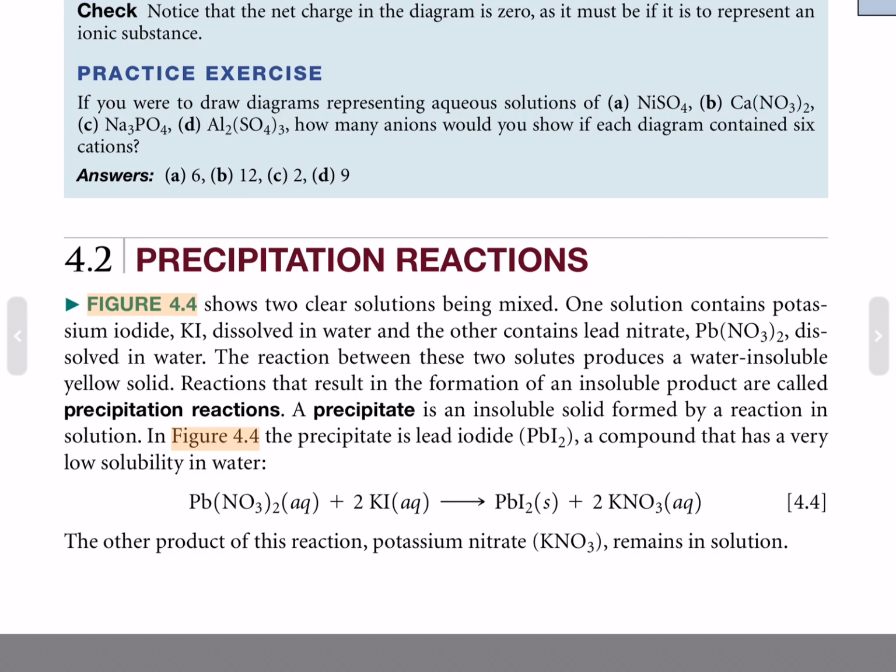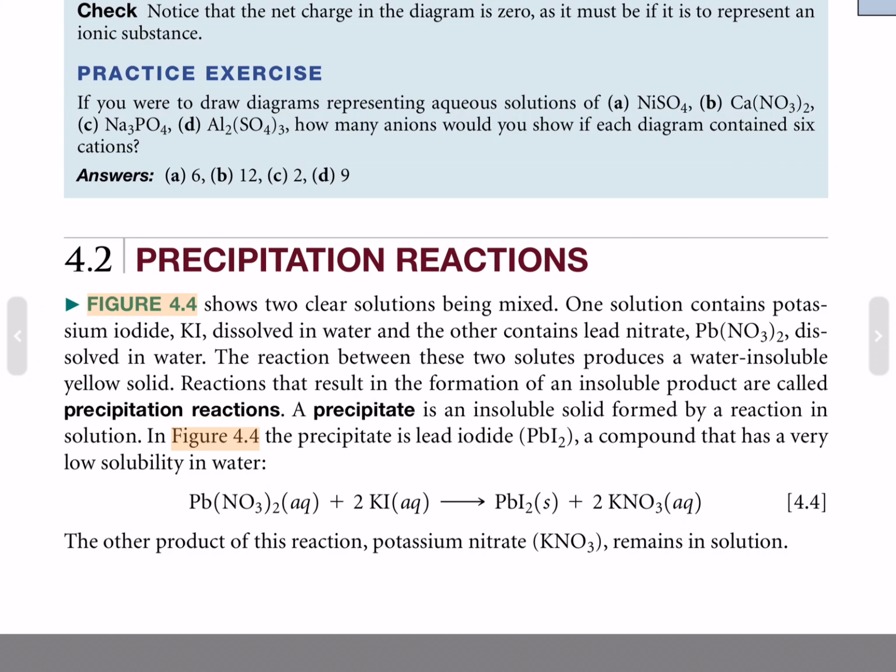Section 4.2, Precipitation Reactions. Figure 4.4 shows two clear solutions being mixed. One solution contains potassium iodide dissolved in water, and the other contains lead nitrate dissolved in water. The reaction between these two solutes produces a water-insoluble yellow solid. Reactions that result in the formation of an insoluble product are called precipitation reactions.